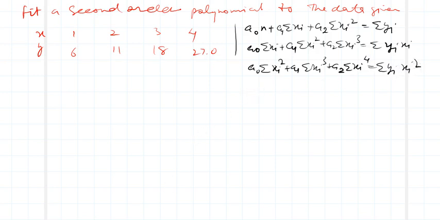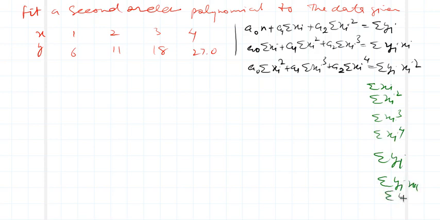So that means we need to evaluate summation xi square, summation xi cube, summation xi 4. We need summation yi, summation yi xi, and summation yi xi square. These are the things which we need to find out. Once we know these, these three equations can be obtained and solved simultaneously. So for this, let us proceed as follows.